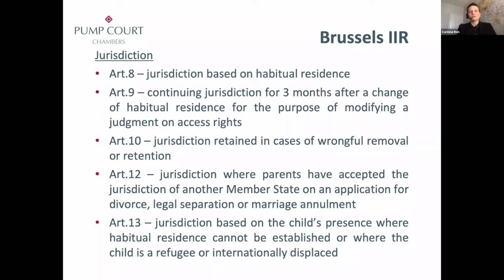There is also a jurisdiction where the parents have ongoing matrimonial proceedings between them and have accepted jurisdiction of another member state. And finally, and importantly, jurisdiction based on the child's presence, where habitual residence cannot be established, or where the child is a refugee or internationally displaced. And certainly I've had a few cases where the court has decided it's just not possible to establish the child's habitual residence, and it's assumed jurisdiction under Article 13.